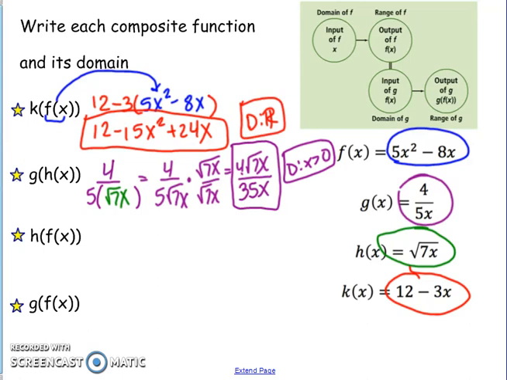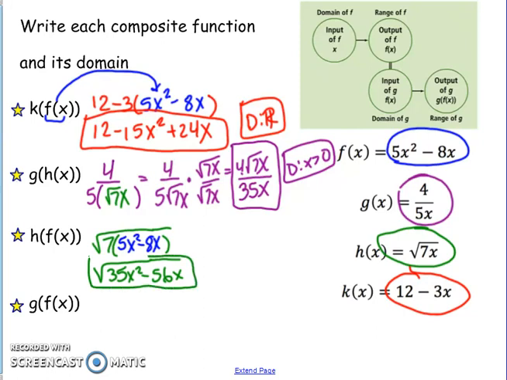Okay, so now we want to do h of f of x. So we're going to write the h function, which is square root of 7x, and we're going to leave a blank. And in that blank, we're putting in the f of x function, which is 5x squared minus 8x. So we're going to distribute this, and we have the square root of 35x squared minus 56x. So that would be our final answer.